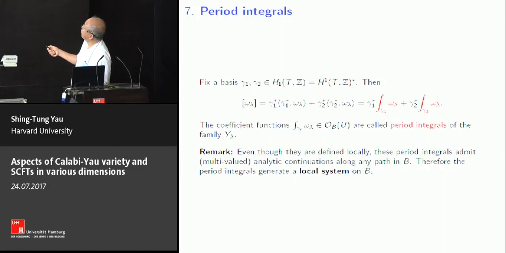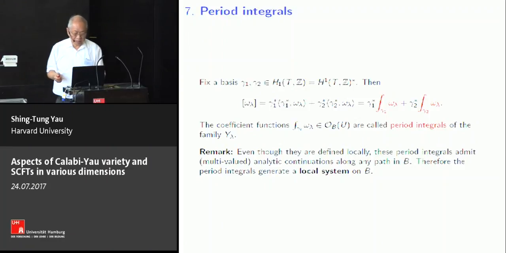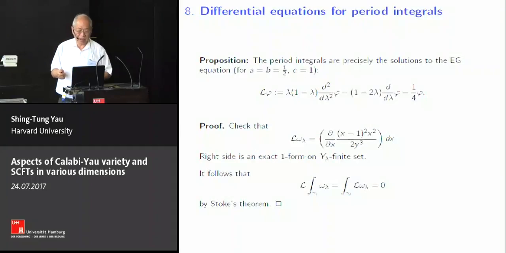So given a base in homology, we are interested in how they change. These are canonical bases because they depend only on topology. And we are interested in understanding fundamental periods. So these are called period integrals: omega lambda, the holomorphic one form here, integrated over the canonical base. Even though they are defined locally, the period integrals admit analytic continuation along any path in the moduli space B. Therefore, this period integral generates a local system on B. So this is an important quantity that we're interested in.